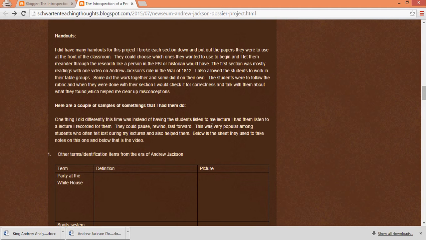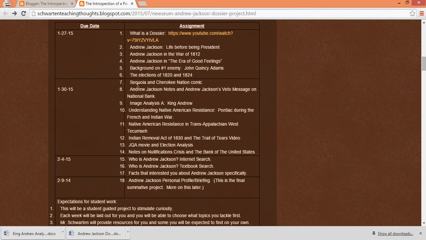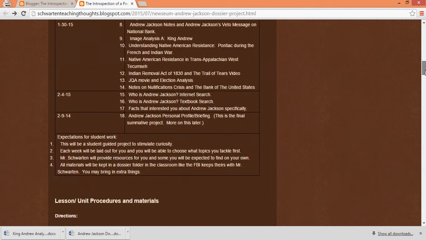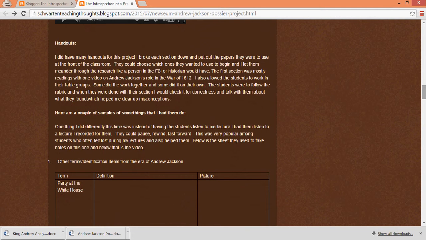In terms of handouts, I broke down each section. Remember at the beginning, if I go back up here, I had this in the different sections. The stuff in section 2 here included a comic on the Cherokee and Sequoia, Andrew Jackson's veto message, and the image analysis. These were all sheets that they had to grab at the beginning. Now they could grab these all at one time if they wanted.